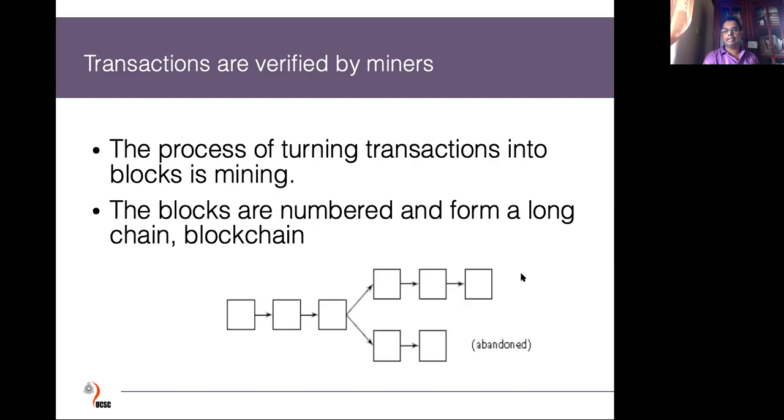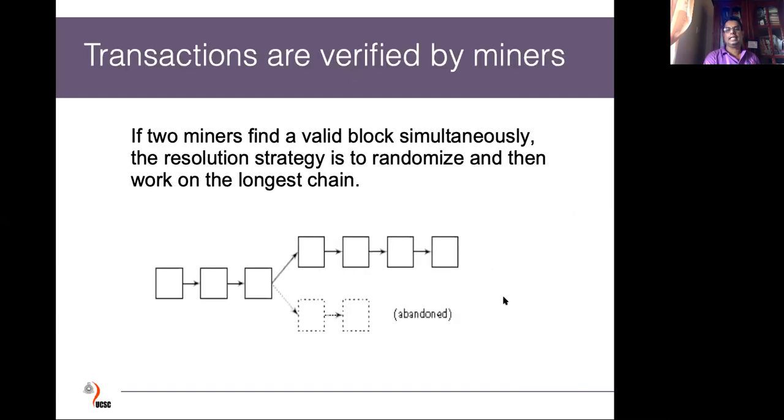Because of that, blockchain has introduced a concept: if any chain leads by 6 blocks over the other, the longest chain wins. The people who are creating those blocks are called miners. Why do they call them miners?